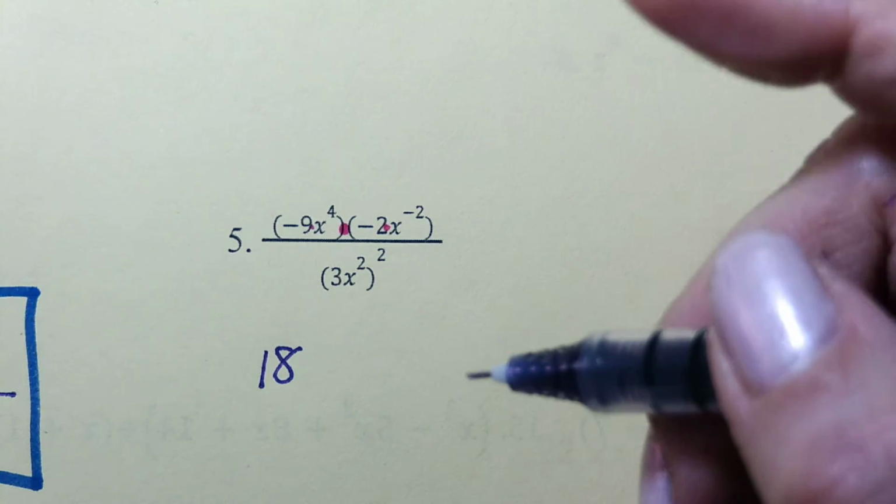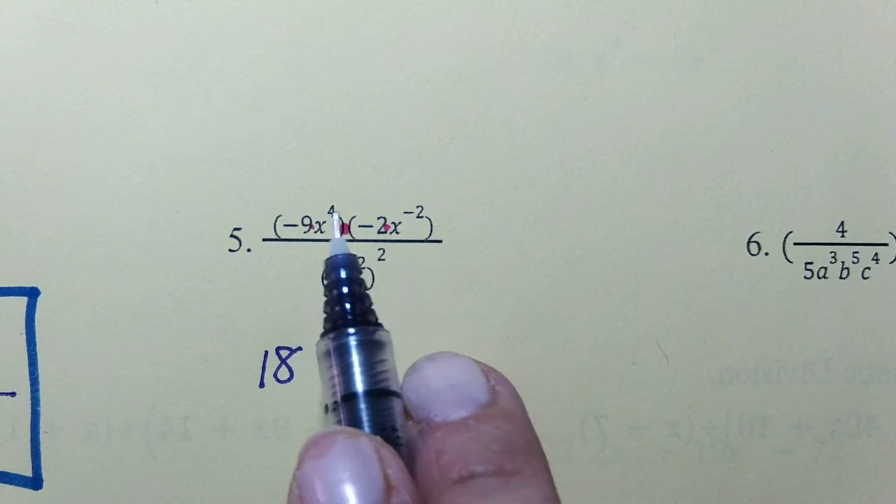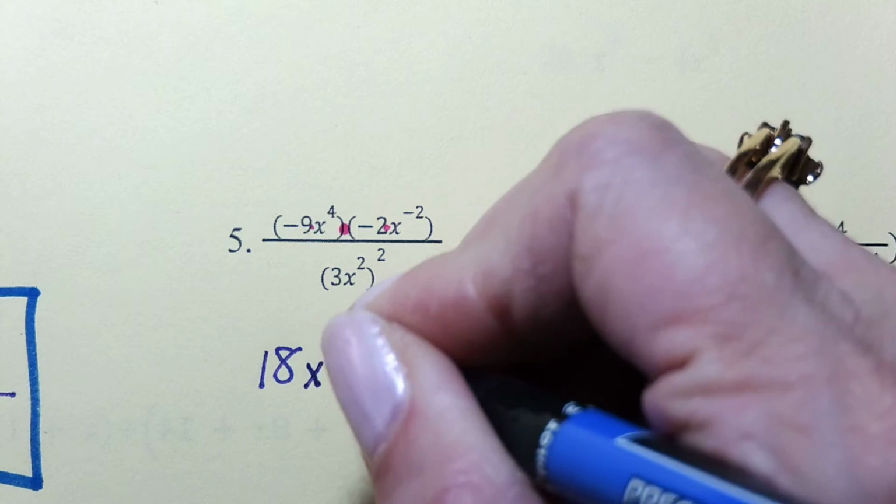X to the 4th times x to the negative 2. We are multiplying the bases, so we add the exponents. X squared.